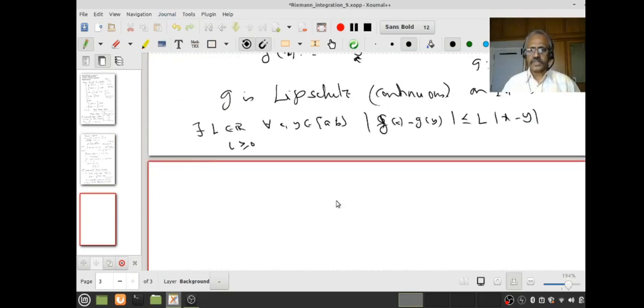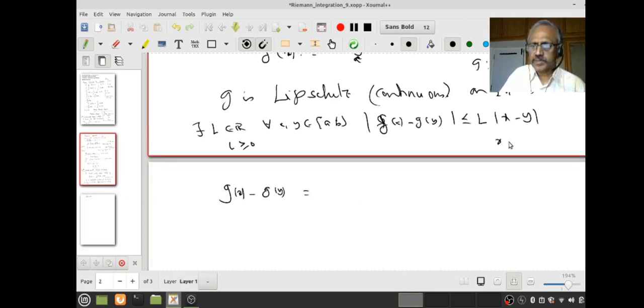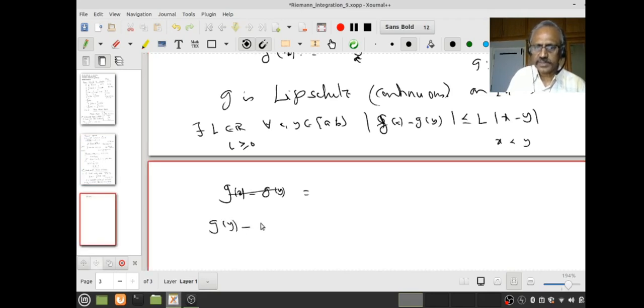Okay, so let us do that. What is it that I have to do? I have to estimate g(x) minus g(y). Now without loss of generality, let me assume x is less than y, therefore y is greater than x. So I have to estimate g(y) minus g(x). Modulus g(x) minus g(y) is the same as modulus g(y) minus g(x). So let me try to estimate.